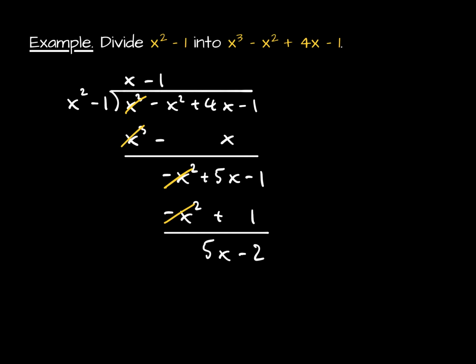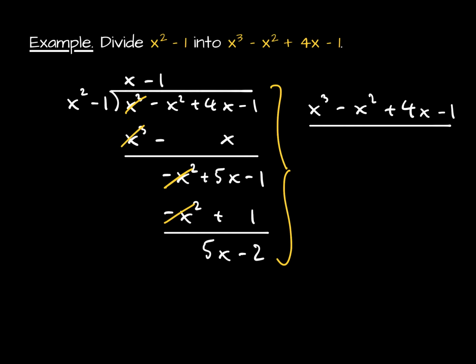Finally, let's step back and make sure we understand what our polynomial division has shown us. It's shown us that x cubed minus x squared plus 4x minus 1 divided by the degree 2 polynomial x squared minus 1 is equal to what exactly? See if you can take a minute to rewrite this ratio of polynomials given our long division.